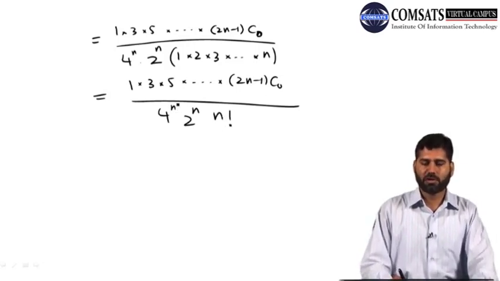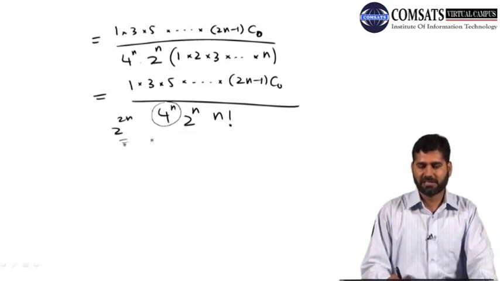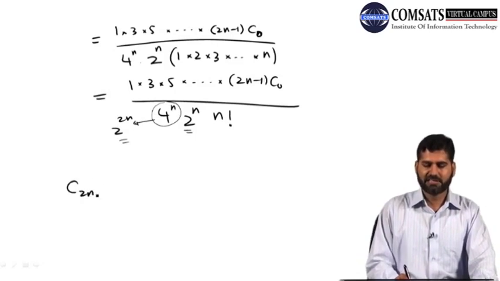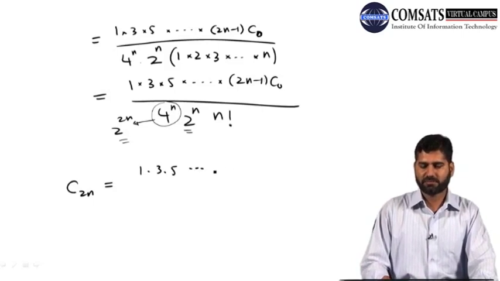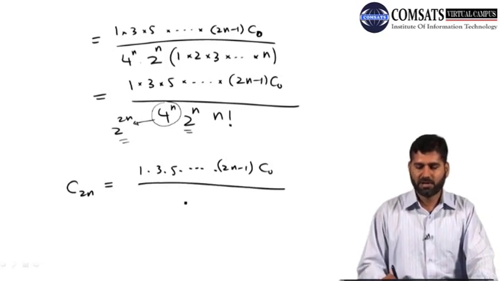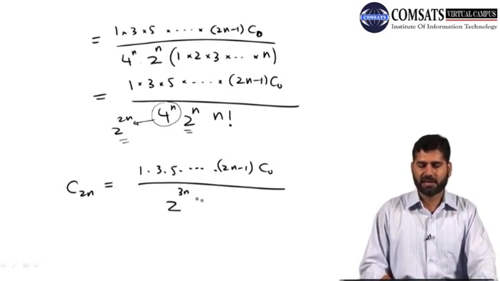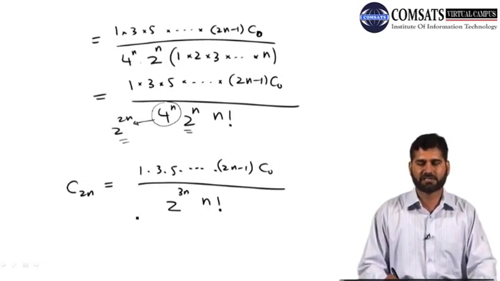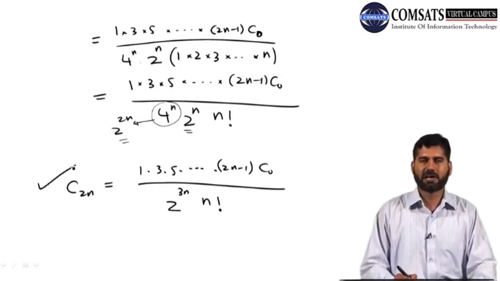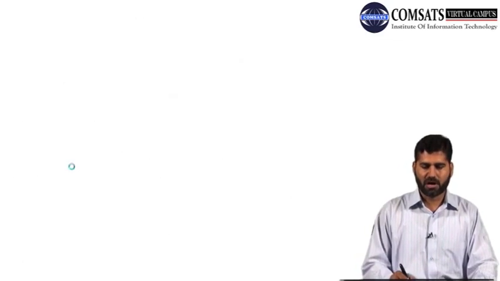What is 4 to the power n? This is 2 to the power 2n. So I can combine these two as well. So I can write finally C2n is 1, 3, 5, so on, 2n minus 1 C0 divided by 2 to the power 3n times n factorial. So this is for 2n, even functions, even coefficients. I'm done with that. Now what about odd coefficients?